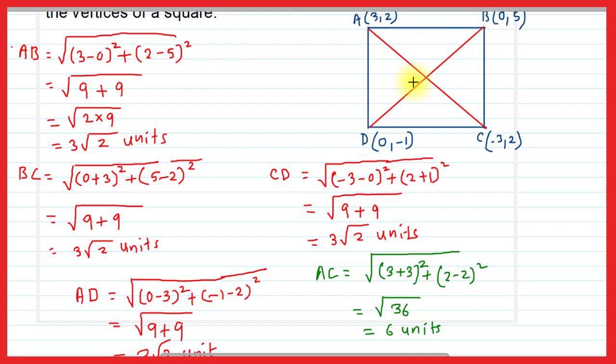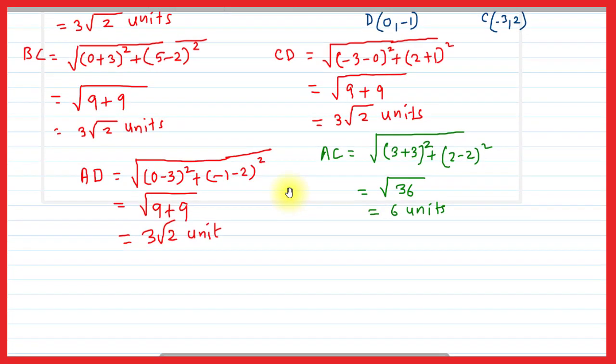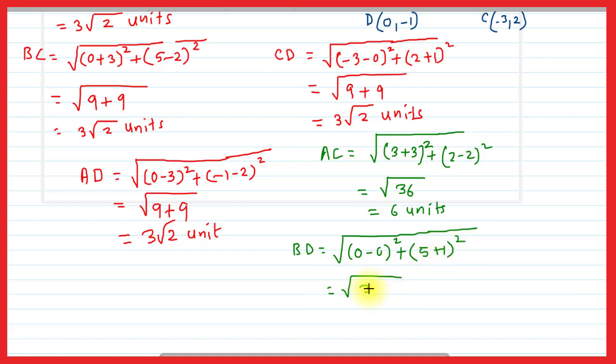Now we will find the diagonal BD. That diagonal BD will be equal to square root of (x2 minus x1) bracket square, that is (0 minus 0) bracket square, plus (y2 minus y1) bracket square, that is (5 plus 1) bracket square, which is equal to square root of 5 plus 1, that is 6, and 6 square is 36, and its square root will be 6 units.